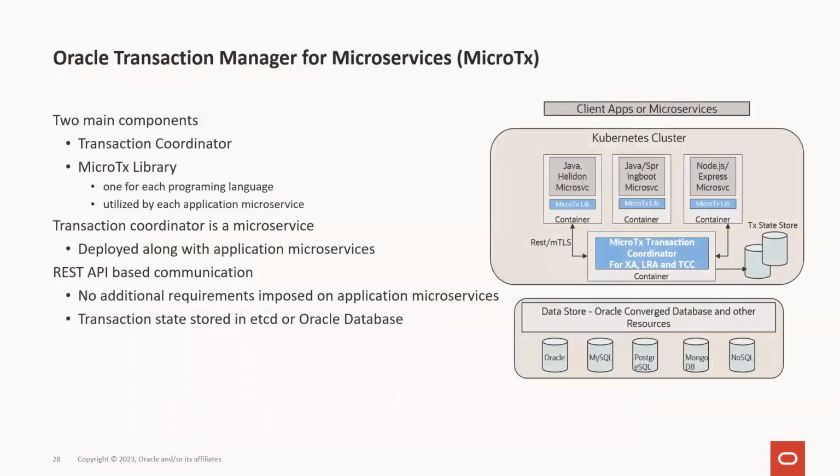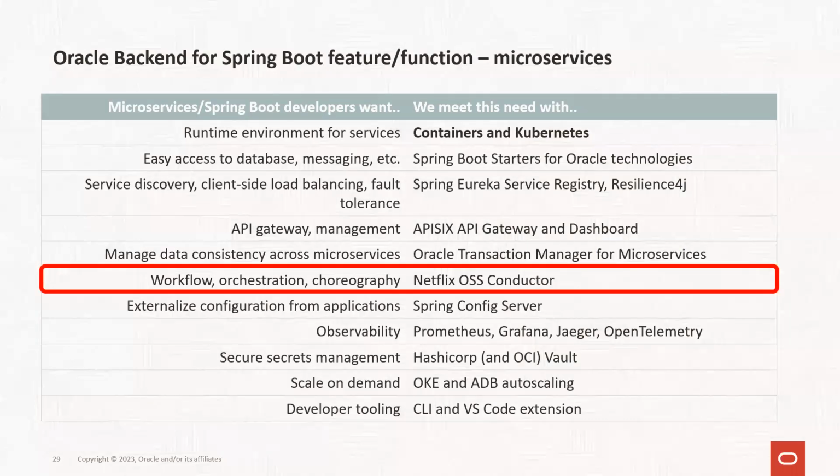And it provides libraries in all of the popular languages that people use to write microservices, as well as REST APIs. So it can store the transaction state in etcd, which is the key value store used by Kubernetes in most cases, or in the Oracle database. So that provides a way to deal with managing consistency of data across multiple microservices and their data stores. I'll come back to that a little bit later on too, or maybe Andy will, when we talk about our cloud bank example.